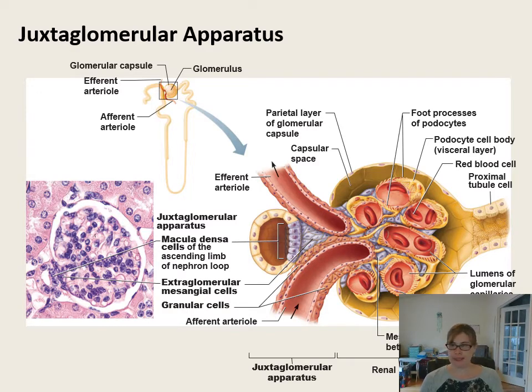Page 983 again. So we see our glomerulus here. We see our foot processes. We see our filtration. We see the proximal convoluted tubule, capsular space. But then right where our afferent and efferent arteriole would be, we have this macula densa, which again is going to be active in that, that's going to tell those granular cells to secrete renin.